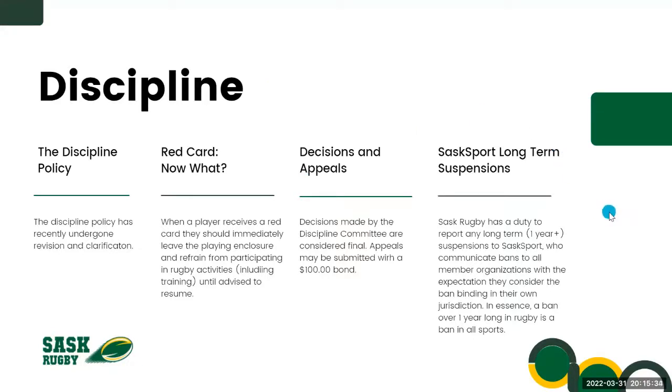So an appeal would only be for the length of the suspension, and you can only appeal if, I don't have the exact wording in front of me, but it would be if there's new and pertinent information relevant to the situation that wasn't available to the committee at the time they made the decision, or if the match official, committee or someone else on the list has overstepped their bounds.